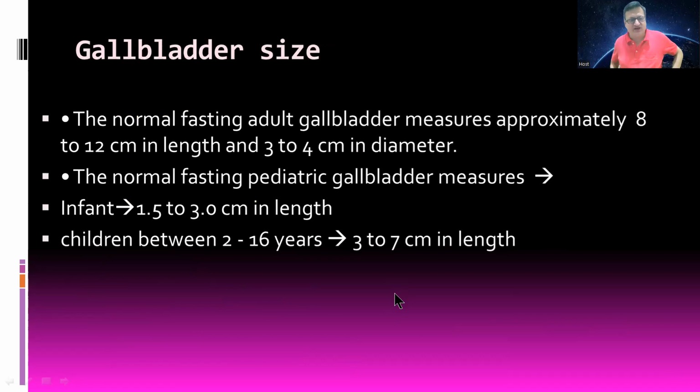Normal gallbladder size: the normal fasting adult gallbladder measures approximately 8 to 12 centimeters in length, and 3 to 5 centimeters in diameter. The normal fasting pediatric gallbladder measures 1.5 to 3 centimeters in infants, and in children it is 3 to 7 centimeters. So infant 1.5 to 3, in children 3 to 7, and in adult 8 to 12.